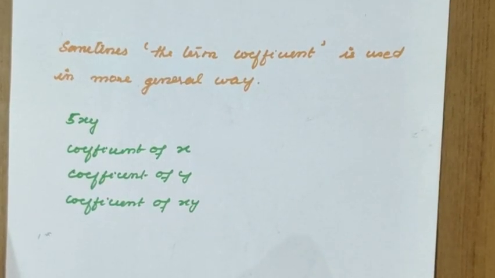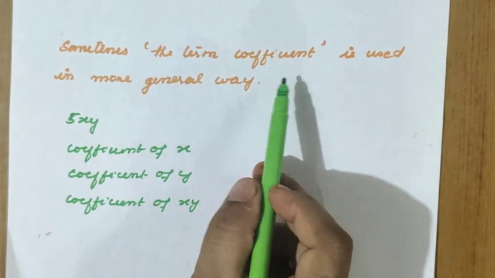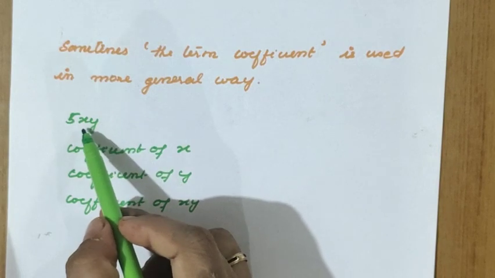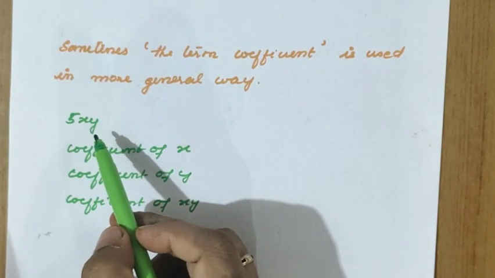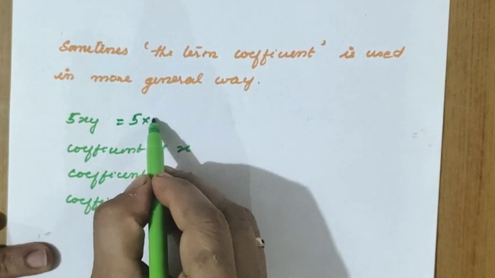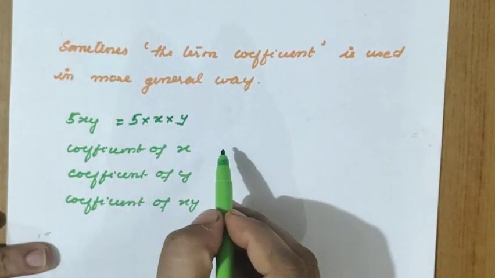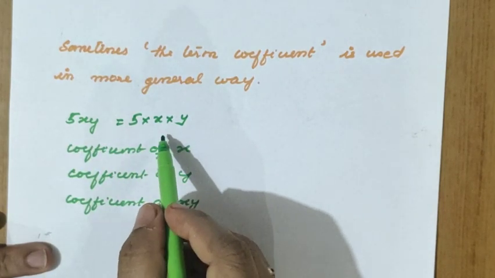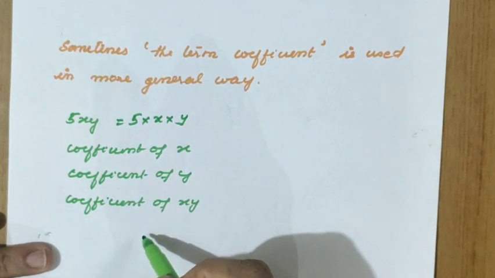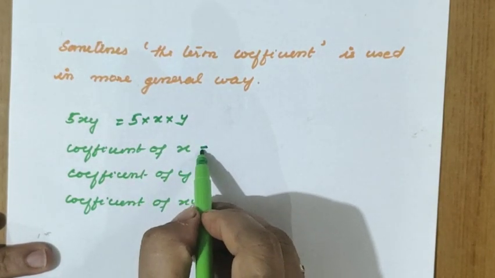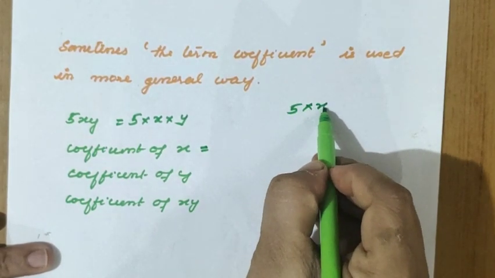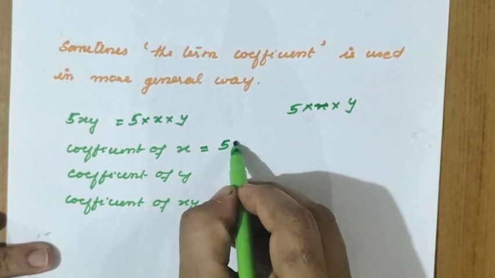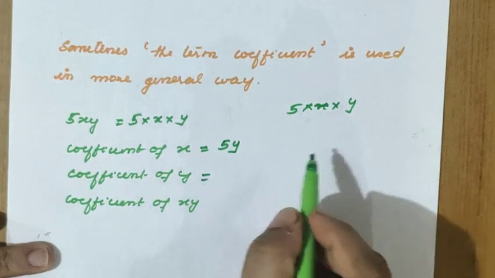So coefficient of x equal to -1. Now coefficient can be used in a more general way. What is the meaning of this? When we consider 5xy, how are we getting it? 5 into x into y, that is the product of these three factors. We are getting 5xy, right? Now we can ask the coefficient of x, coefficient of y, coefficient of xy. See this one, coefficient of x means other than x, what is there? 5 into y, right?